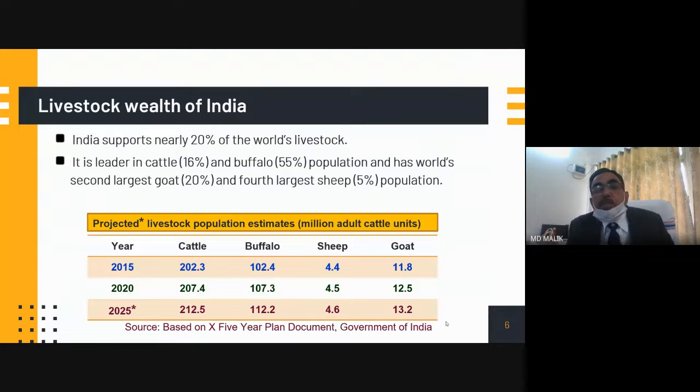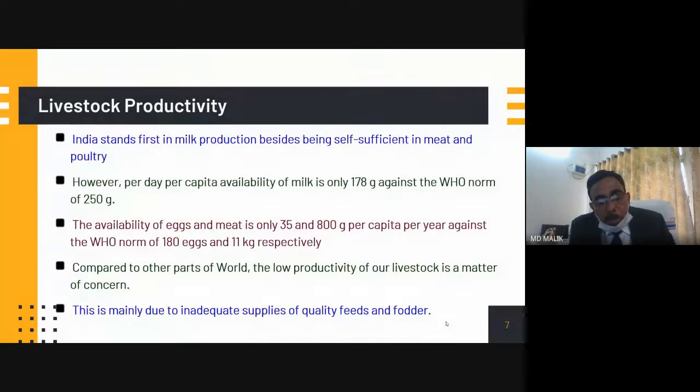The livestock population estimates are in million adult cattle units. See how it was in 2015, then 2020, and what is predicted for 2025. The population of cattle, buffalo, sheep, and goat is continuously increasing. So these figures indicate that livestock production and the interest of the farmers is enhancing. When we see milk production, we are self-sufficient in meat and poultry. But per capita, we have less. The per capita availability of milk is 178 grams, against the World Health Organization recommendation of 250 grams.